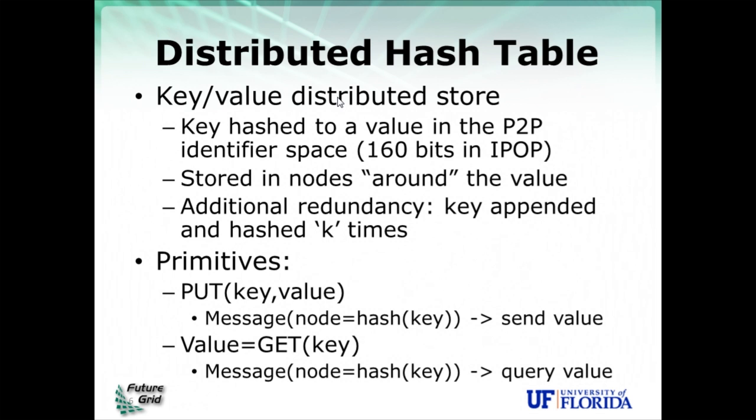But the basic primitives of the distributed hash table, or the DHT, are very simple. It's a put of a key value pair, which translates into sending a message to a node which is the hash of the key, and again potentially appending values and recomputing the hash multiple times for more redundancy. And the value is in this particular case our IPOP ID. And to get, or to read, lookup a value from the DHT is also a simple operation. You provide a key, and a return will be the value associated with that key, or nothing if there's no value associated with the key.